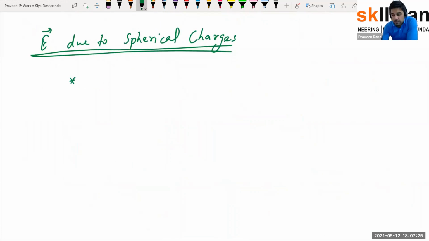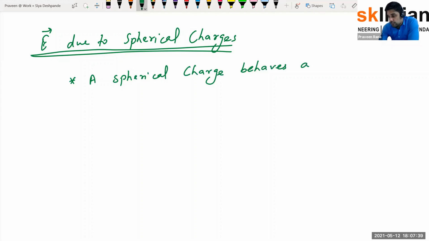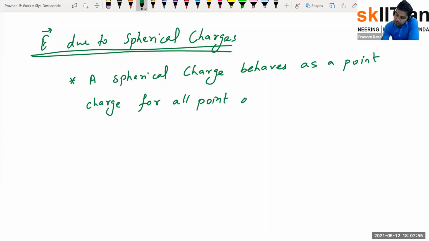So spheres have a property. What is that one? A spherical charge behaves as a point charge for all points outside the sphere. Means you are not doing any calculation that's related to inside the sphere.